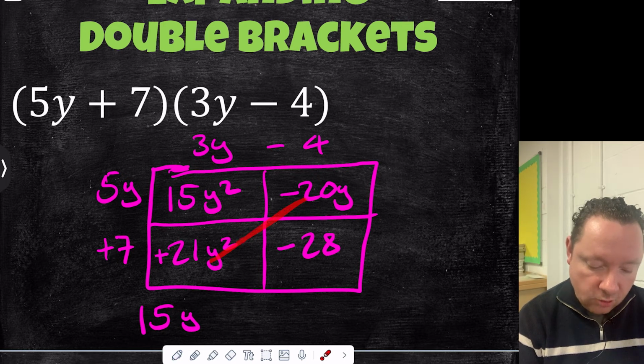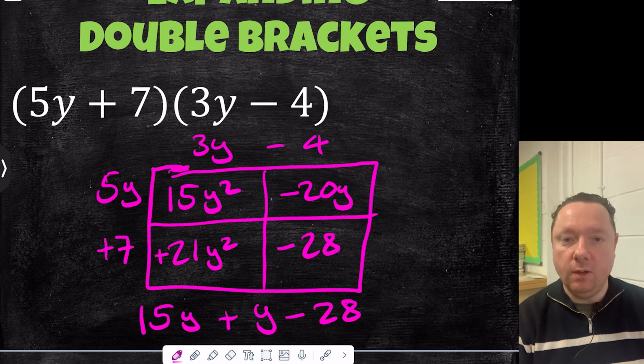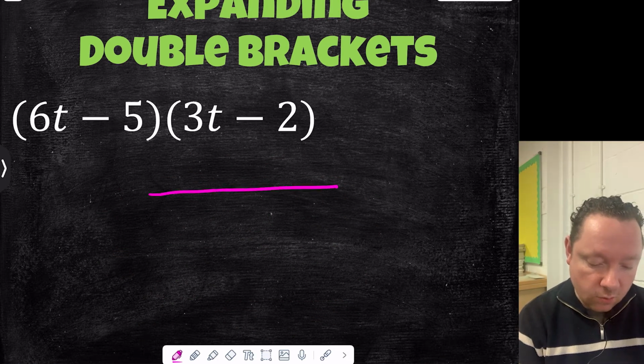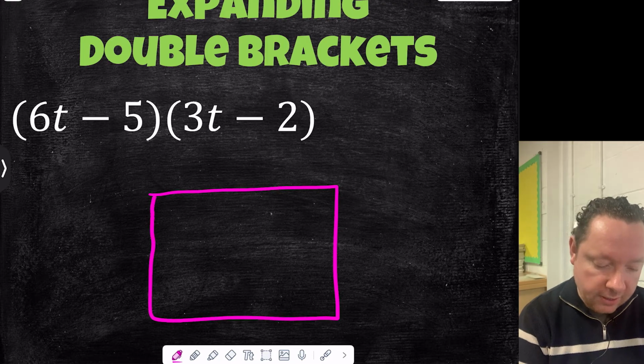These two go together, so 21 minus 20 is plus 1. So plus 1y minus 28. And we're done for that one. Another example, we expand the double brackets using that method. So we've got a box. Hopefully you're getting the hang of it now.